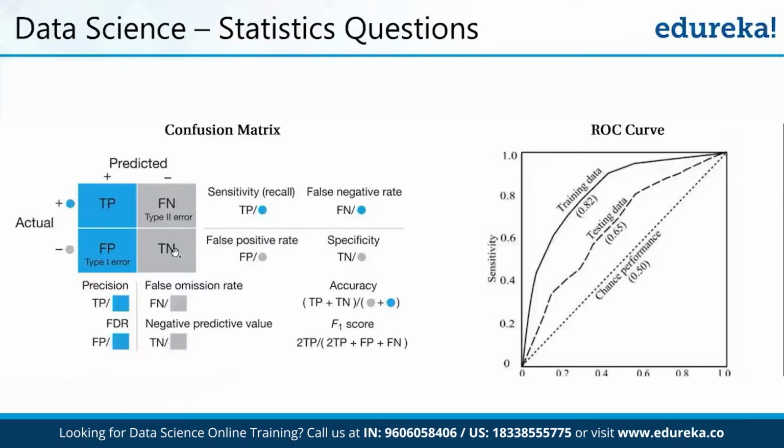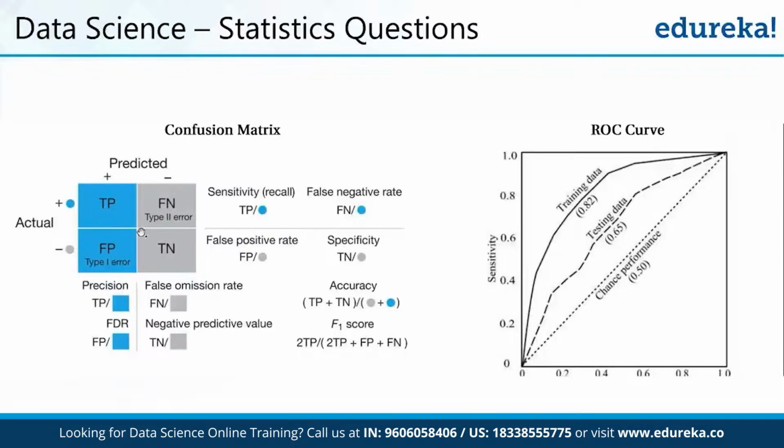Now move diagonally opposite to this TP, which is this TN, the true negative, which means the prediction of your model saying the customer will not buy is actually matching with the actual data as well. So both of these values, the true positive and the true negative, are the right predictions from your model. But consider the off diagonal elements, the false negative and the false positive.